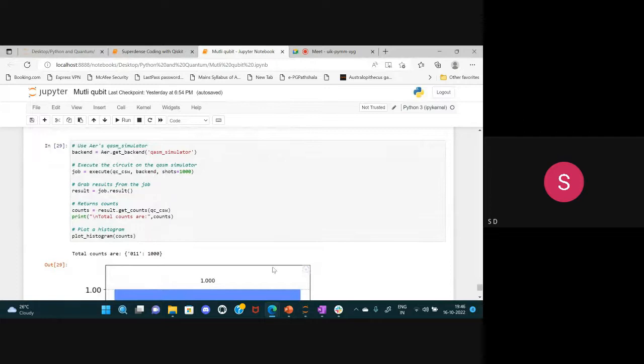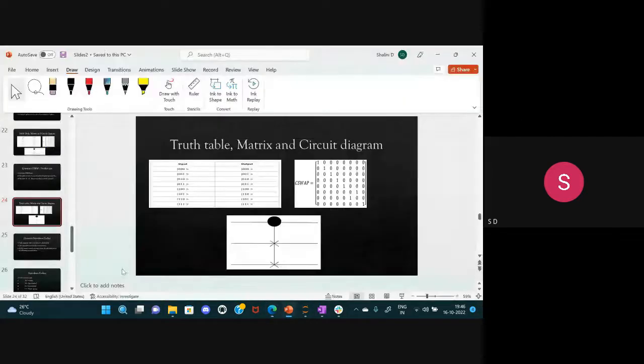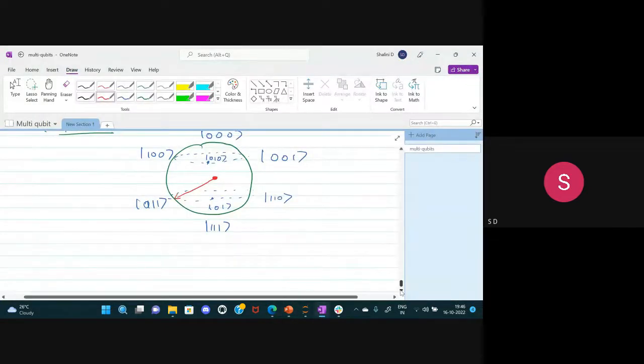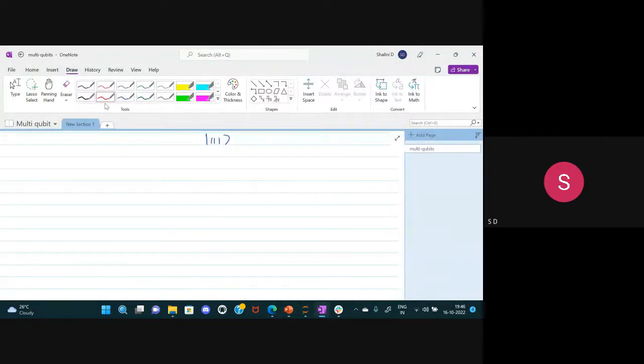Now all the qubits are over. Now we are quickly moving on to superdense coding. I will explain superdense coding right here, because the presentation you can read on your own. I will quickly explain it here.